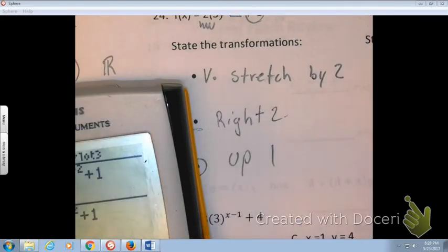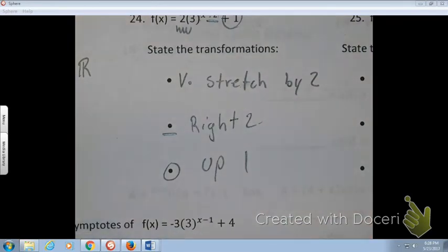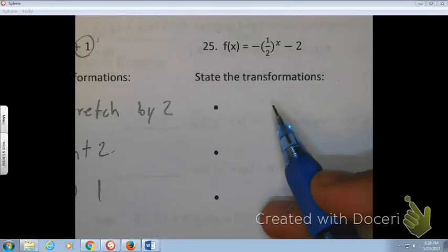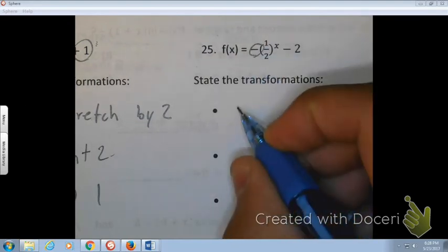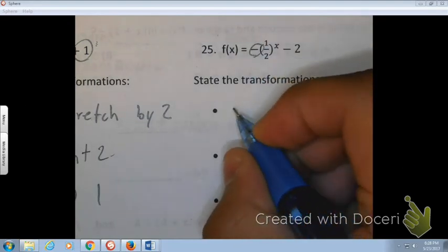So let's go over to 25. 25. This is going to make it have a reflection.